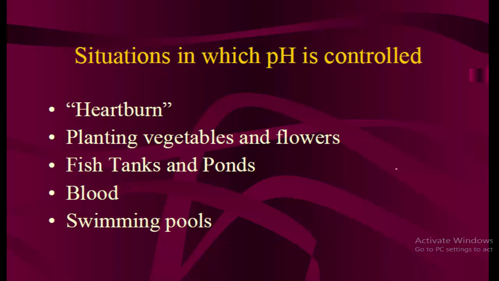Situations in which pH is controlled: one is heartburn, usually known as acidity. During acidity, a sensation of burning in the chest is observed, and the pH has been altered, which is to be controlled by adding base. When planting vegetables and flowers, the pH of the soil is to be maintained in order to give more yield. In fish tanks and ponds also we have to maintain the pH. It should not be too basic or too acidic. Also in blood we have to maintain the pH, and in swimming pools the pH should be maintained.